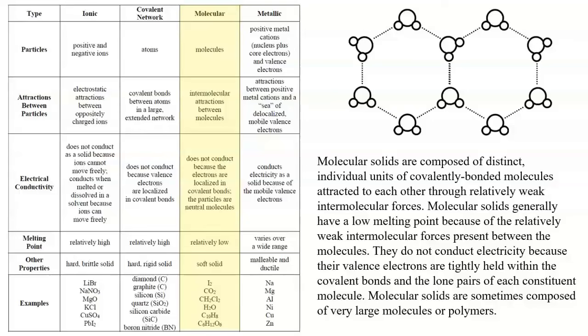Melting point is relatively low because of the weak intermolecular forces. It's a relatively soft solid as opposed to a hard, rigid solid. And examples include iodine, so I2, carbon dioxide, CO2, methylene chloride or dichloromethane, CH2Cl2, water, H2O, naphthalene, which is C10H8, and glucose or fructose, which is C6H12O6.